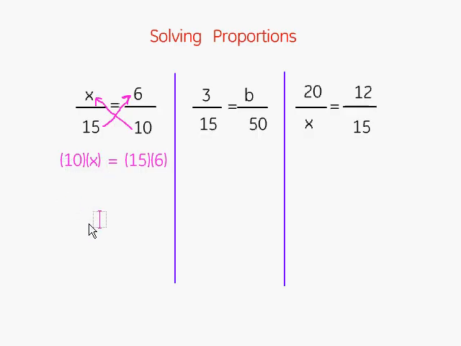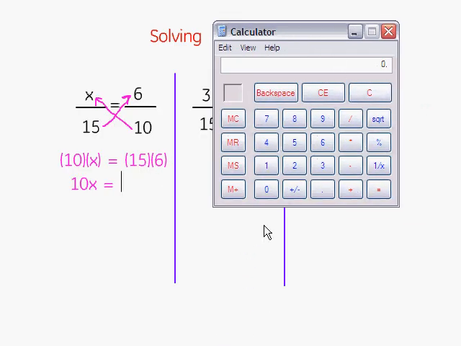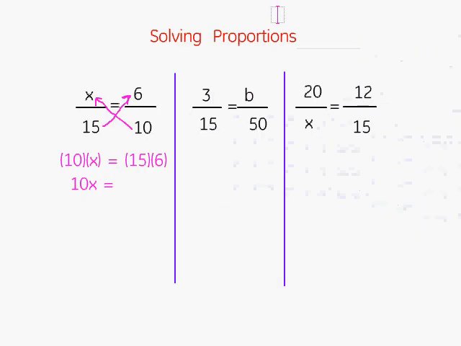10 times x, I'm just going to rewrite as 10x. Remember, when I have a number and a variable right next to each other with no symbol in between them, it means multiplication. So this is 10 times x. Drop down my equal sign. Equals 15 times 6. Grab my calculator here. 15 times 6 gives me 90. So I get 10x equals 90.